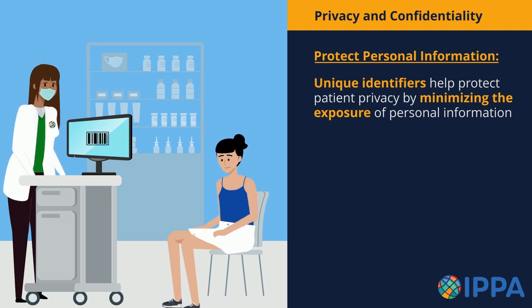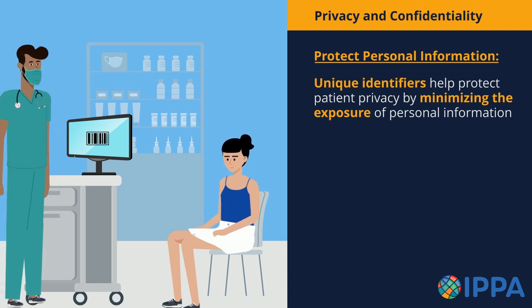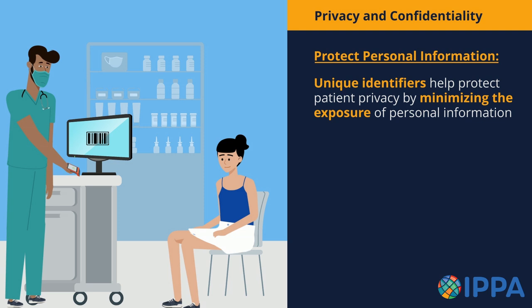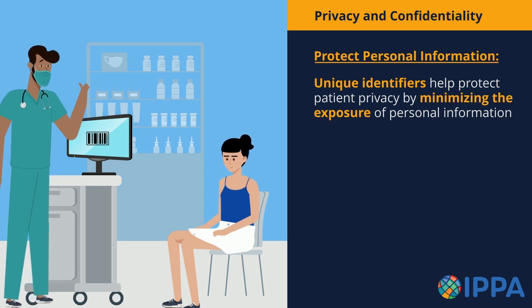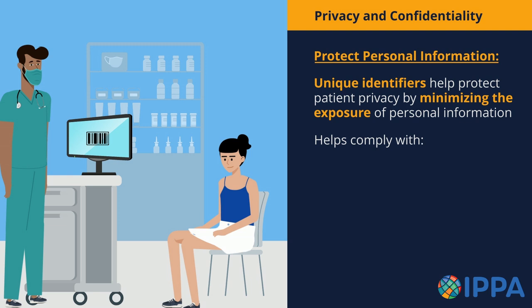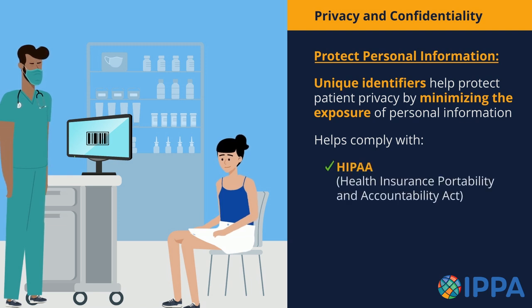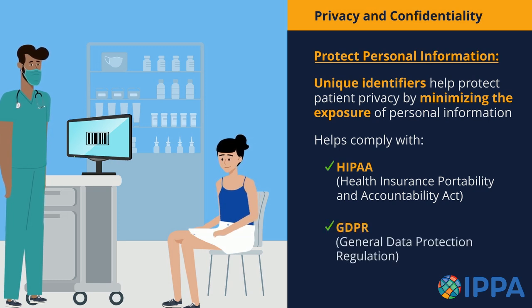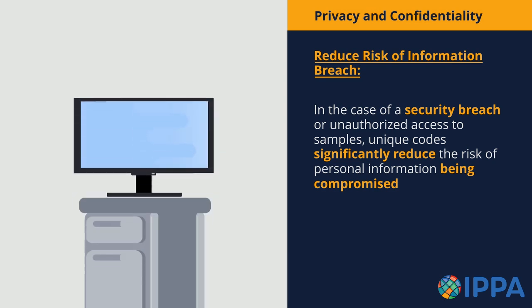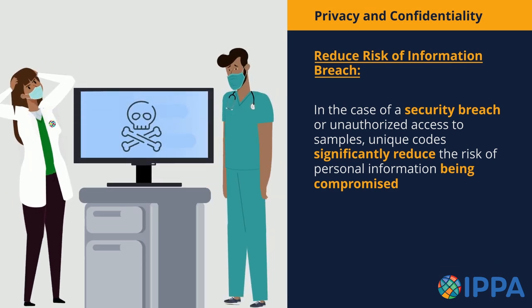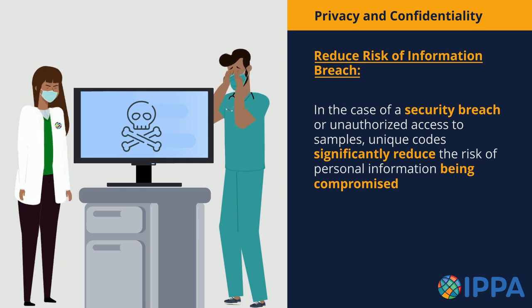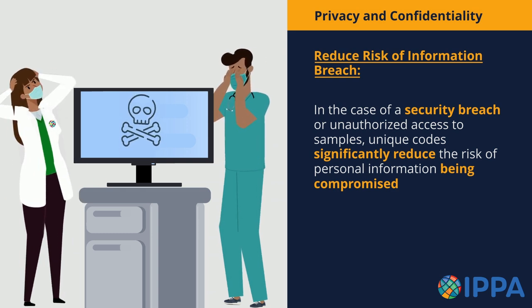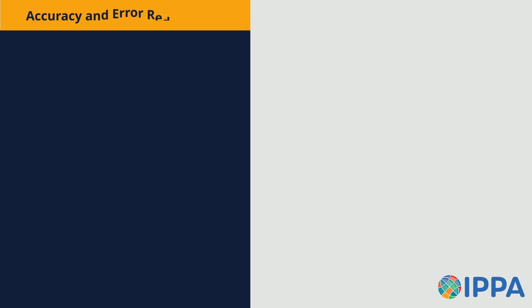In environments where multiple healthcare workers have access to specimens, using a system that doesn't openly display sensitive information like names and DOBs helps comply with regulations such as HIPAA, Health Insurance Portability and Accountability Act, in the United States, and GDPR, General Data Protection Regulation, in the European Union. Reduce risk of information breach. In the case of a security breach or unauthorized access to samples, unique codes significantly reduce the risk of personal information being compromised. Accuracy and error reduction.